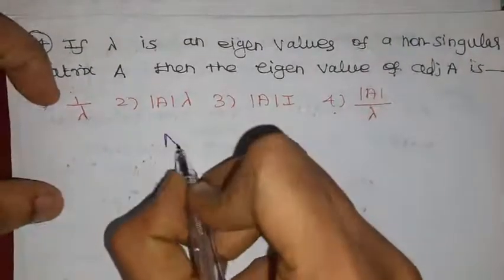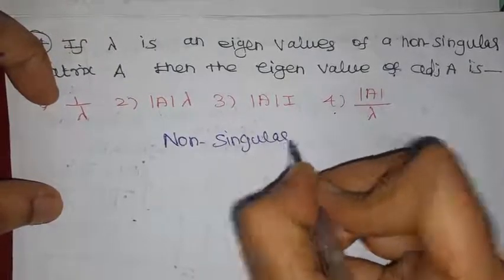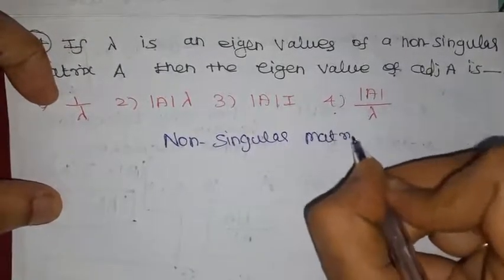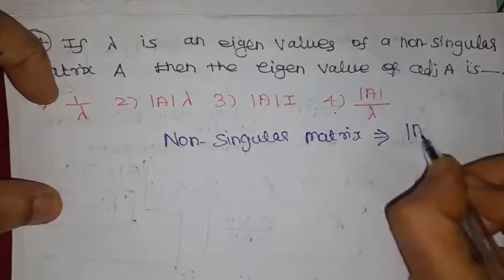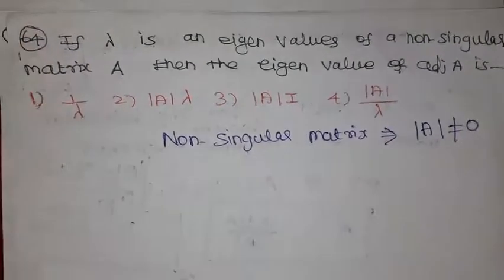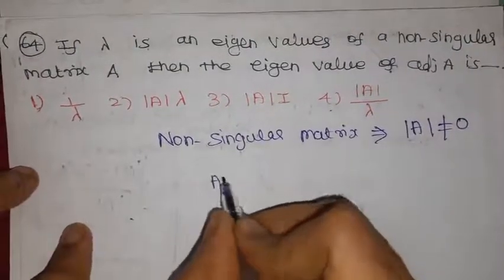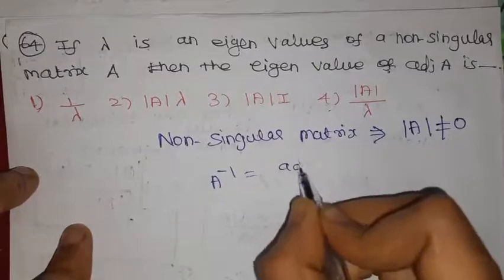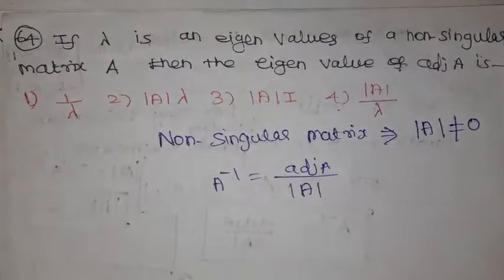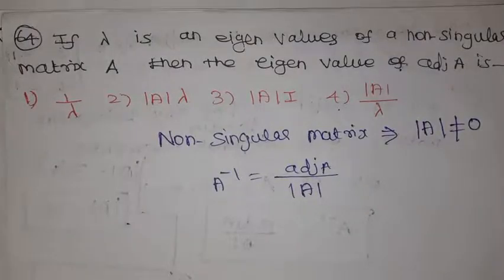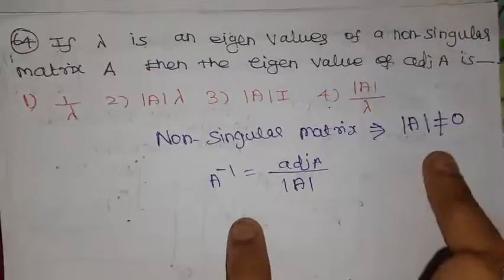Actually, what is a singular matrix? Singular matrix means determinant of A equals 0. For a non-singular matrix, determinant of A should not be equal to 0. As I told earlier, the relation is A inverse equals adjoint of A divided by modulus of A. So for a non-singular matrix, the determinant is not equal to 0.